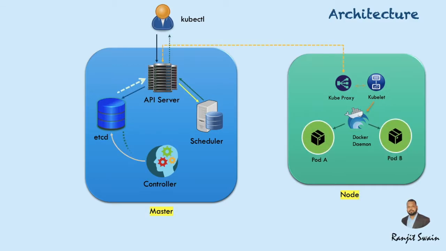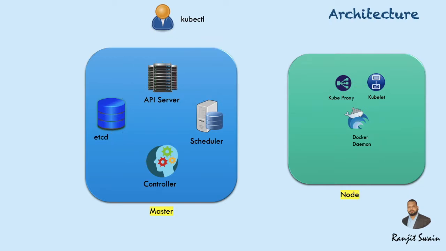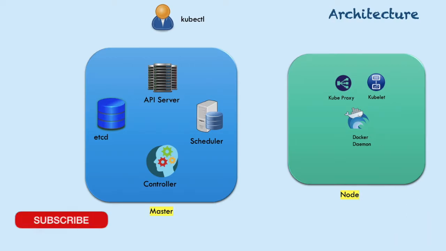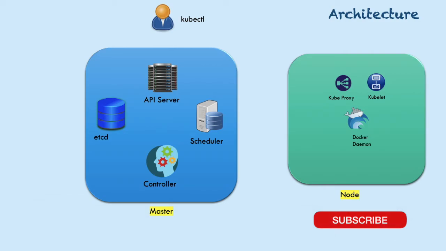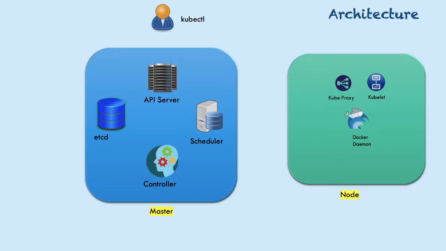So let's start. When we create the Kubernetes cluster and do the setups, the API server, etcd database, controller and scheduler are the components which will be created on the master node. And the kube-proxy, kubelet and Docker daemon will be created on the node machines. So let's see what is the usage of each component.